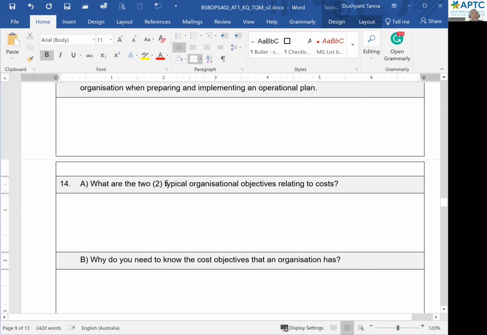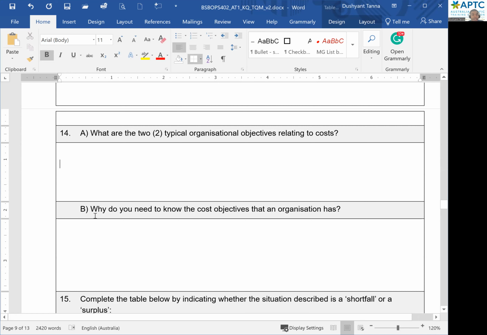What are 2 typical organization objectives relating to cost? Reduce it. That's typical, reduce the cost, reduce the expenses, isn't it? Yeah. And it stays within the budget, right? Why do you need to know the cost objective? Again, follow what you said here, right? To ensure you always have sufficient funds, you never run out of funds, you pay your employees on time, right? The more money left over to the company in terms of profit, there's a greater chance the company will really grow in future.